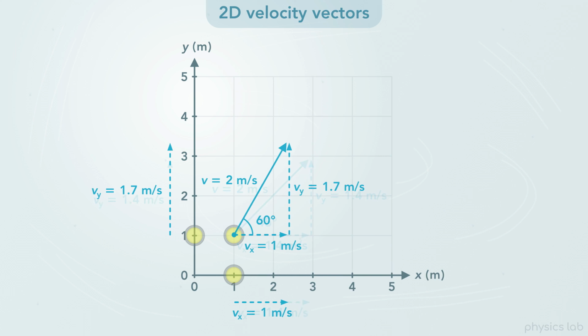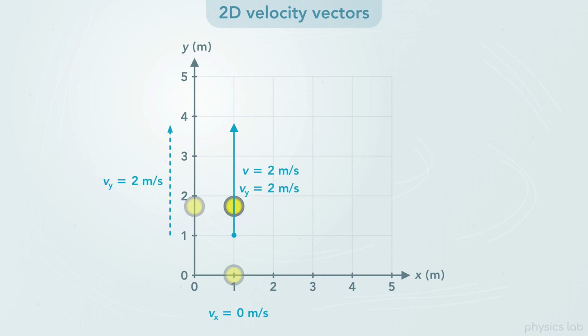If the stone moves at 60 degrees, like before, the x velocity is 1 meter per second, and the y velocity is 1.7 meters per second. And if the stone moves directly upwards, then the y velocity is 2 meters per second, and the x velocity is 0.